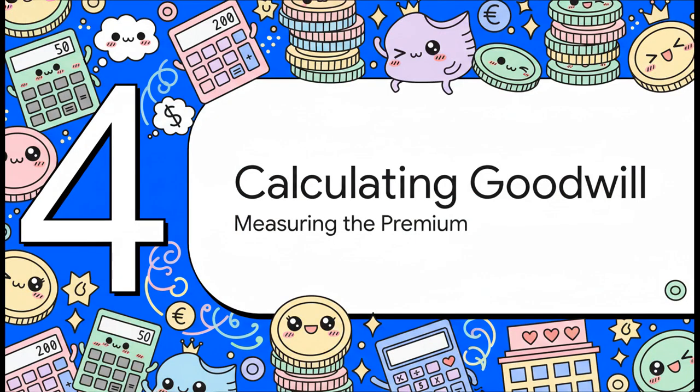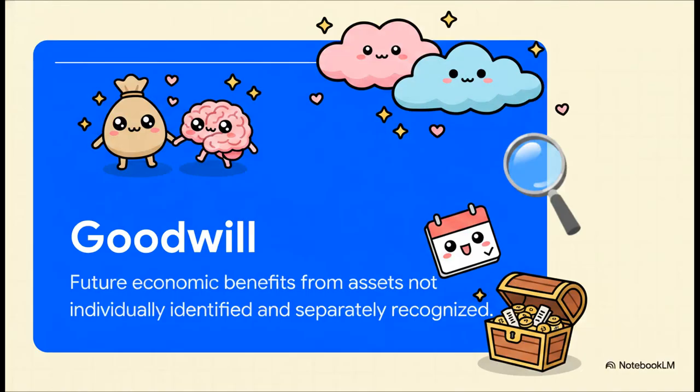Now for the fun part, Section 4, Calculating Goodwill. Finally, we reach step 4, figuring out the magic premium of the deal, universally known in the accounting world as goodwill. Goodwill basically represents the intangible magic.